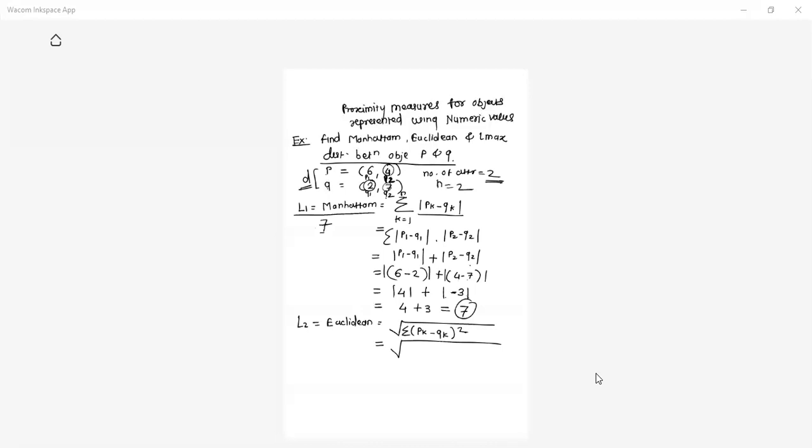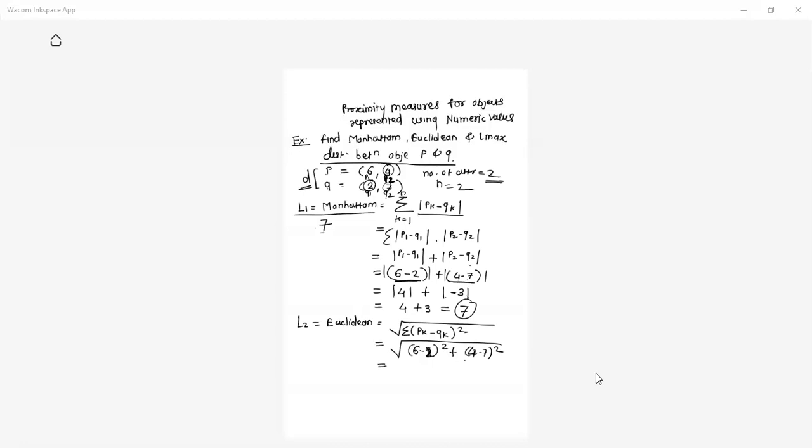So here my solution becomes 6 minus 2 squared and 4 minus 7 squared. Whatever terms we have taken here, the same terms are required in the Euclidean distance formula. Only a minor change is there in the formula. Here my r parameter is 2, and because the r parameter is 2, we get the square and the whole bracket under a square root.